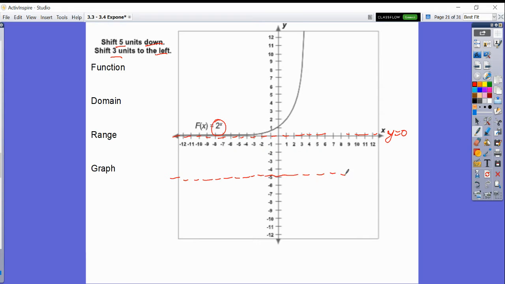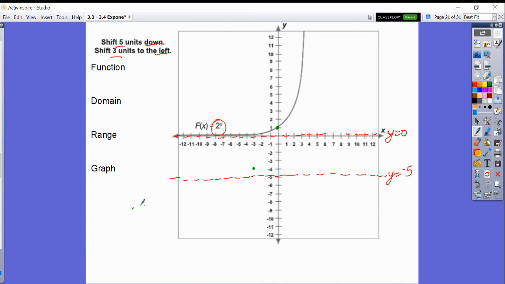It's down here at -5, right? That's where my new asymptote is. Let's take a couple points. Here's a point. We're going to move down 5, 1, 2, 3, 4, 5, and left 3, 1, 2, 3.